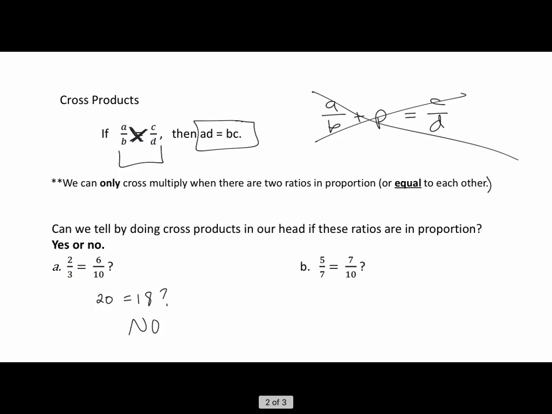For example, B: 5/7 equals 7/10. So multiply across. 50 equals 49. It's close, but no, those ratios are not in proportion to each other. But if you looked at the one that we saw at the beginning, 1/3 equals 3/9, that is a true proportion because 1 times 9 equals 3 times 3. So that would be in proportion.